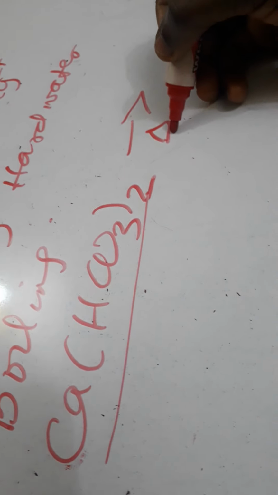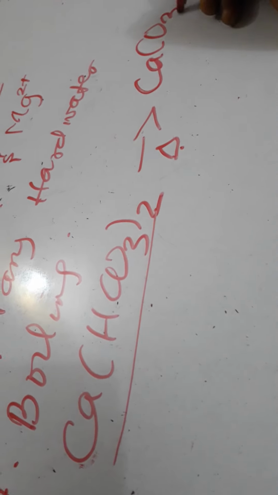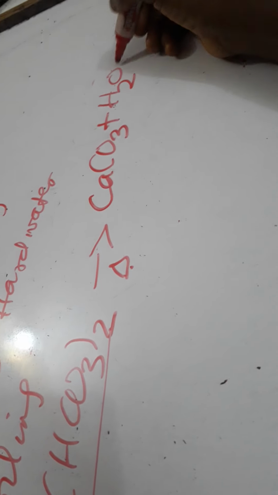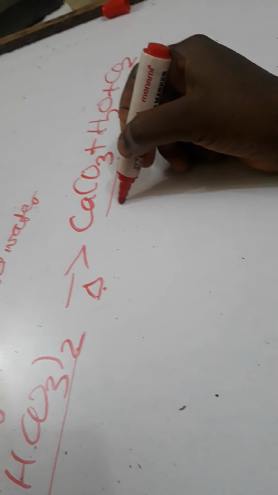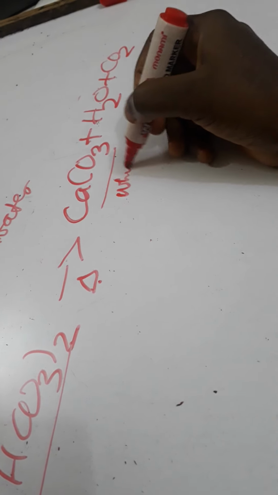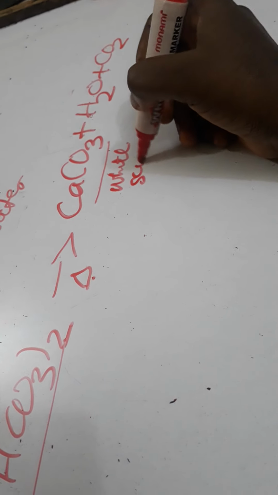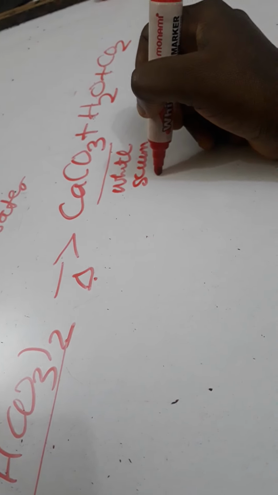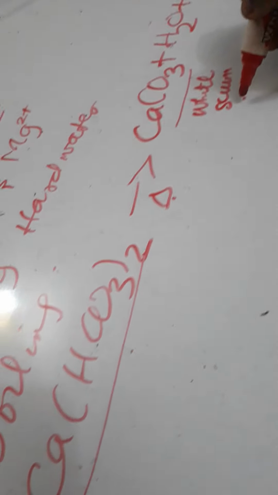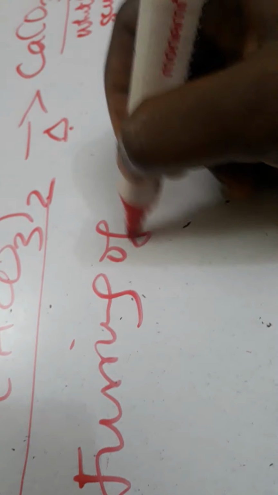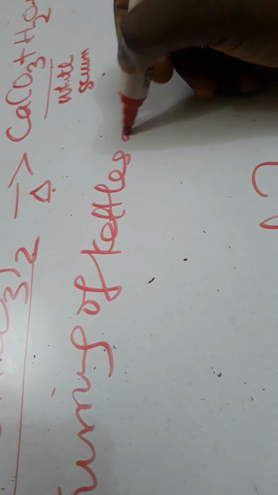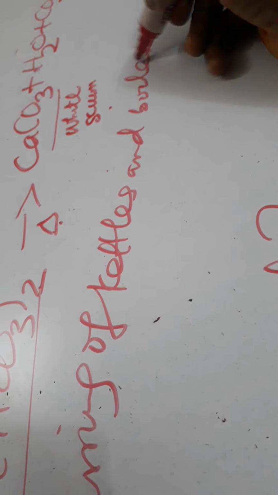When you boil the clear water, it will break down. This compound will break down into calcium carbonate, water and CO2. This compound, don't forget, is not soluble. It's like a white substance, limestone, that is responsible for the formation of scum, or the layers that are found on boilers and kettles. So boiling temporarily hard water results in furring of kettles and boilers. That's the effect, because of the deposits of calcium carbonate.